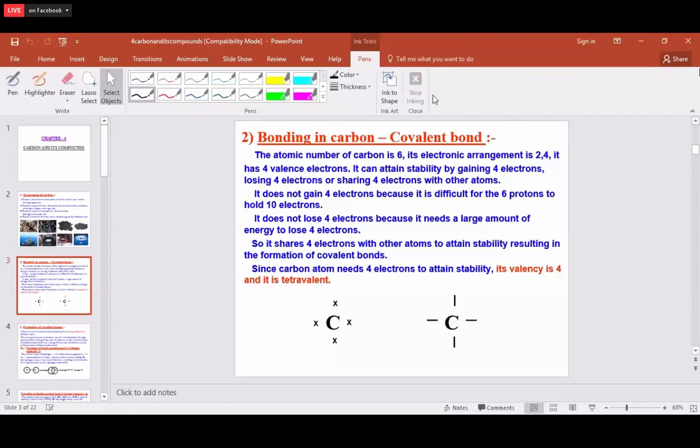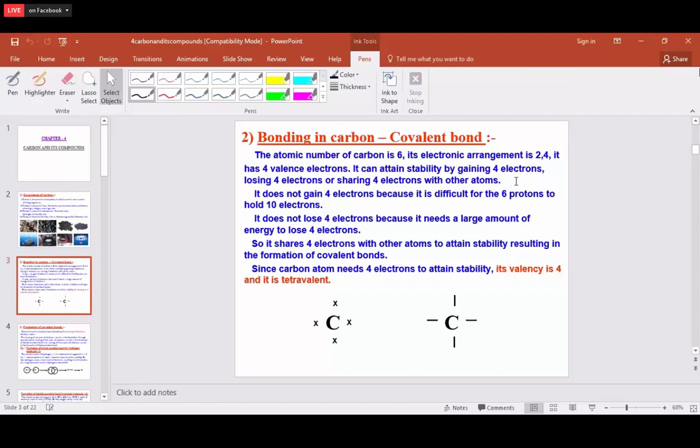The atomic number of carbon is 6, so its electronic arrangement is 2, 4. In the first shell, 2 electrons will occupy. In the second shell, 4 electrons will occupy. It has 4 valence electrons. So it can attain stability by gaining 4 electrons, or losing 4 electrons, or sharing 4 electrons with other atoms.